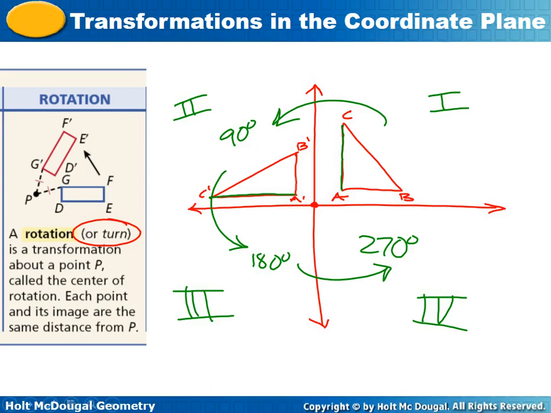So those are the rotations. And when we talk about rotations, a normal rotation is counterclockwise, and that's because the quadrants are numbered that way, 1, 2, 3, 4, going counterclockwise. So most rotations are going to just say rotate 90 degrees.